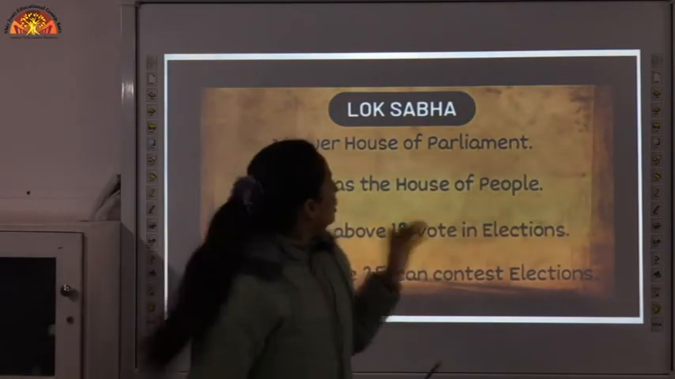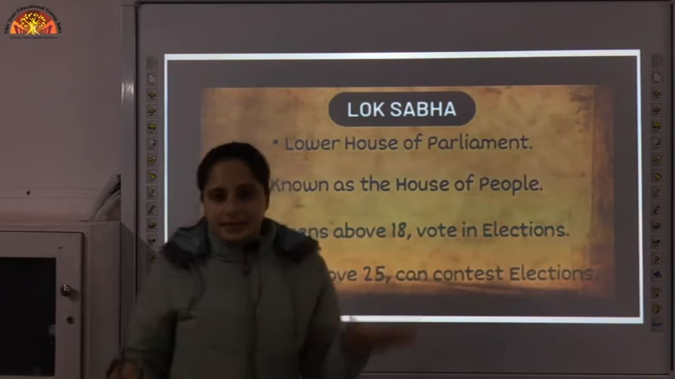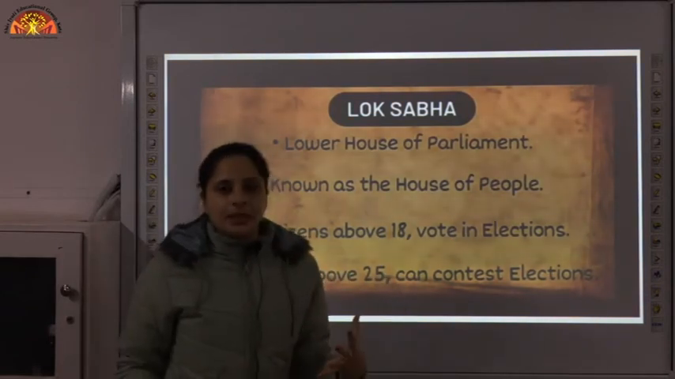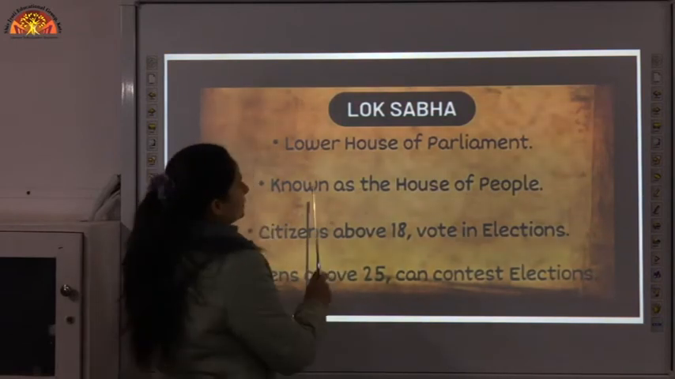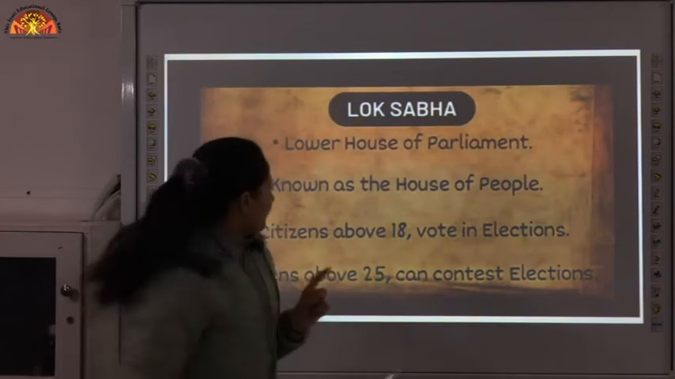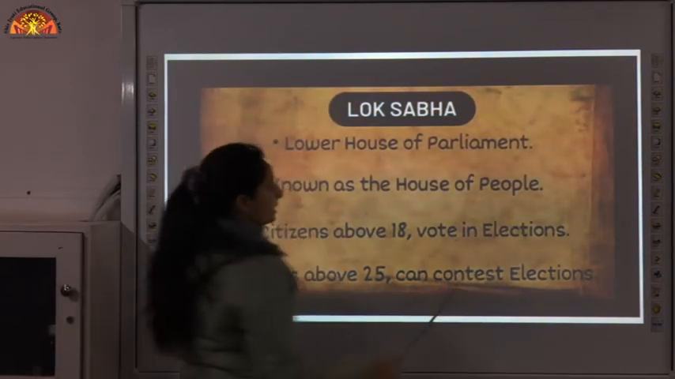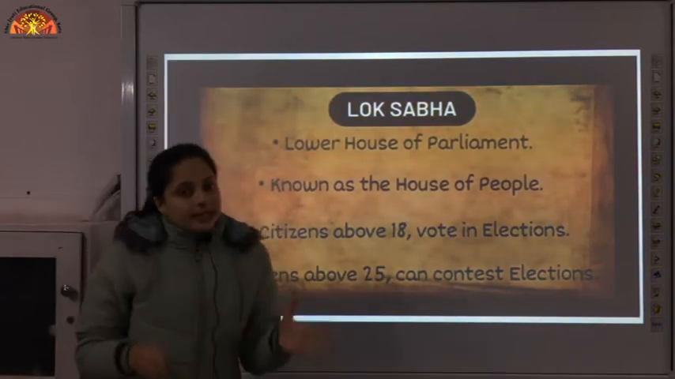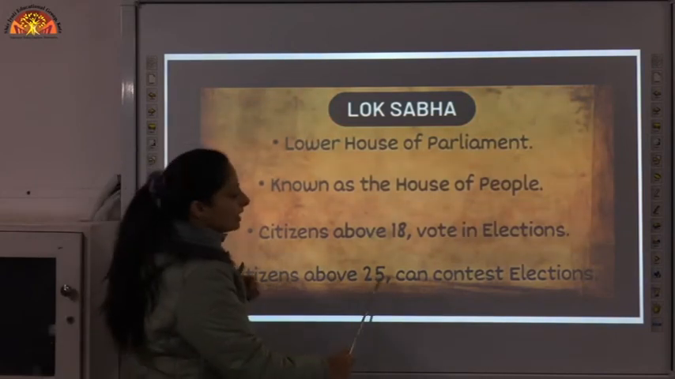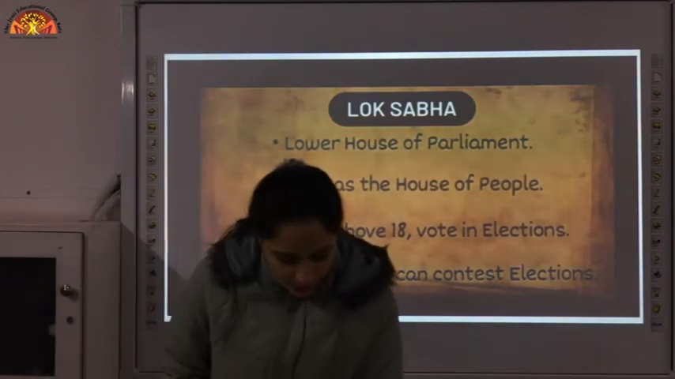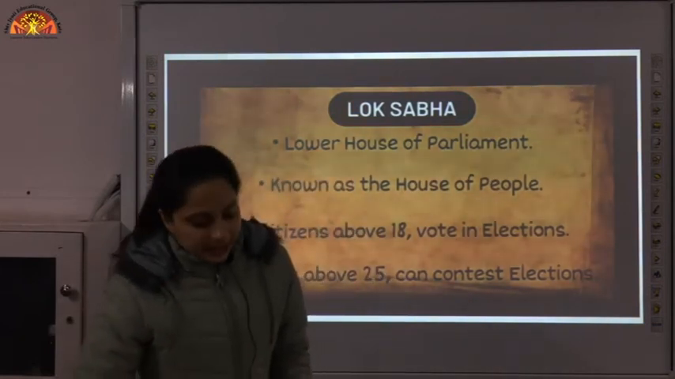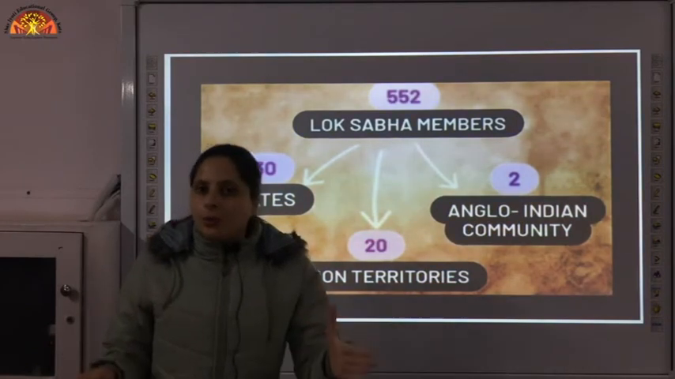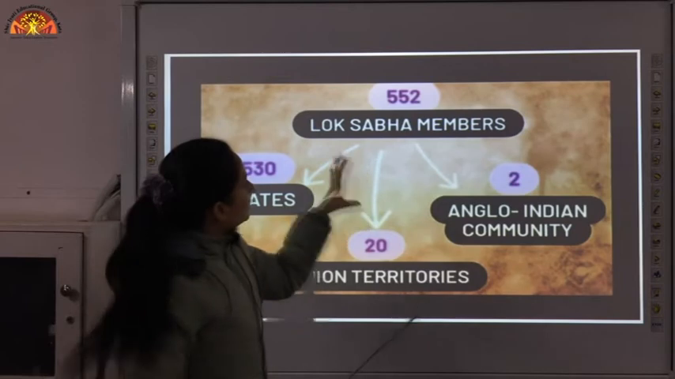Now we'll talk about Lok Sabha. Lok Sabha is called the lower house of parliament, and its members are directly elected by the people. Therefore, it is known as the house of people. Citizens above 18 years of age can vote in the elections, and citizens above 25 can contest elections. The speaker ensures that the proceedings in the Lok Sabha are carried out smoothly. And who is the speaker of Lok Sabha? Om Birla.